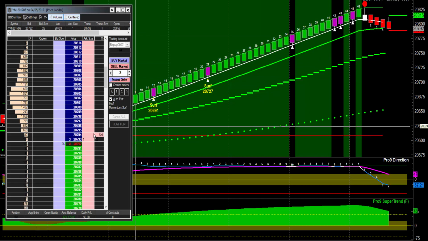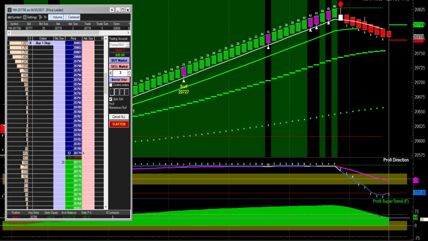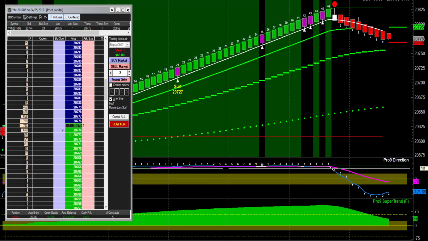20,789. And I want to make sure I have my correct auto exit strategy selected for the momentum or surf trades. Now we simply need to wait and see if our bar closes and our entry price is hit, and the auto exit will manage the trade from that point forward. And we see my entry price was hit. And as the market continues to move, my trailing stop will be adjusted to the high of the previous bar and eventually widened to the DPI price.